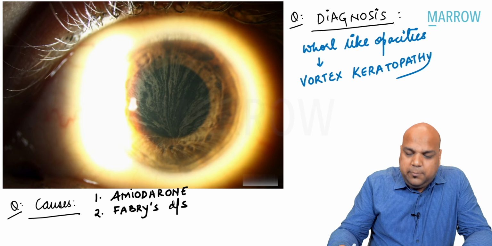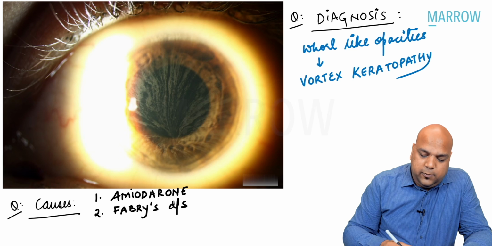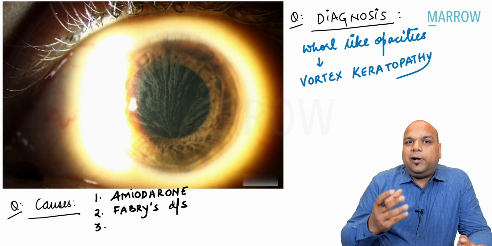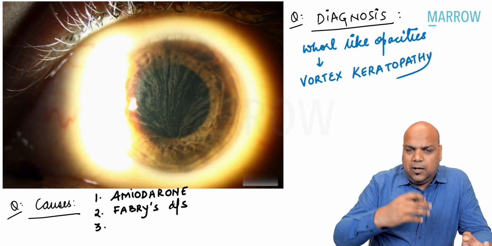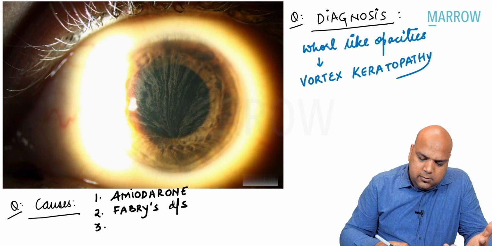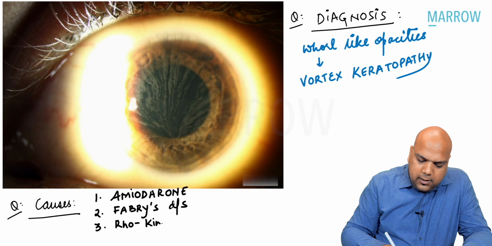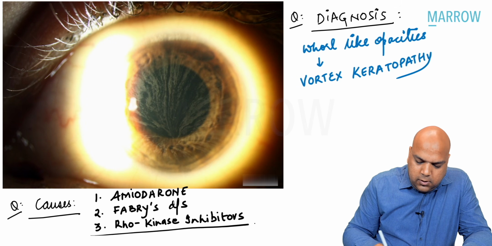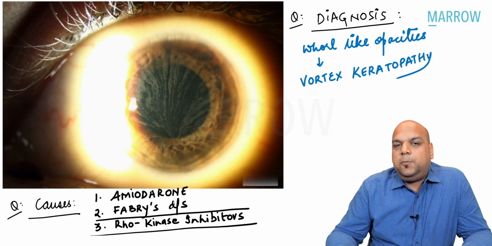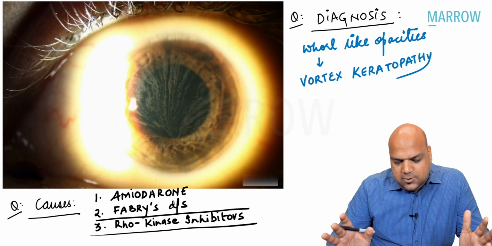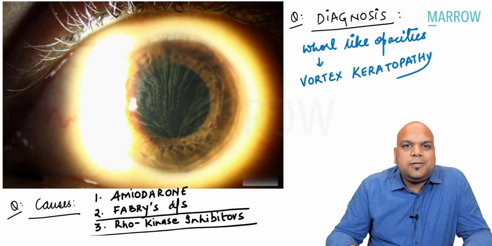Now, why am I posing this image to you as an important question? Because one important group of anti-glaucoma drugs which has come into use recently, and is now being used more in practice, are the rho kinase inhibitors, netarsudil. Rho kinase inhibitors have also shown a propensity to cause vortex keratopathy in patients. Am I clear about this? So this is a potential question in your future.